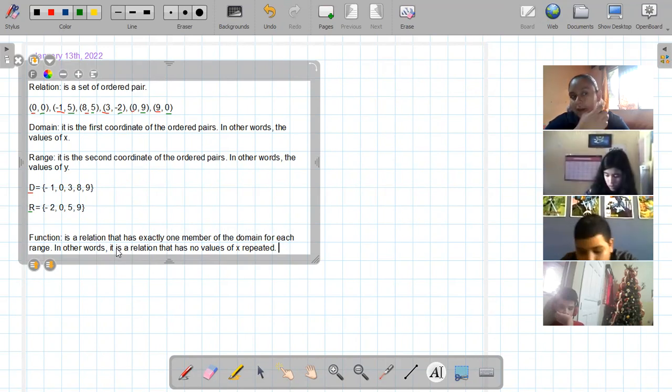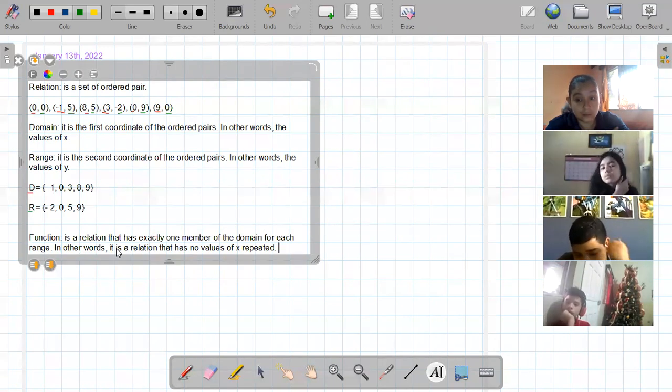Okay, so let's see the exercise that we had, the relation that we had over there at the beginning. We got (0, 0), (-1, 5), (8, 5), (3, -2), (0, 9), and (9, 0). Is that relation a function? No, no value of x repeated. No. You have the 0 repeated. So that first exercise is not a function.